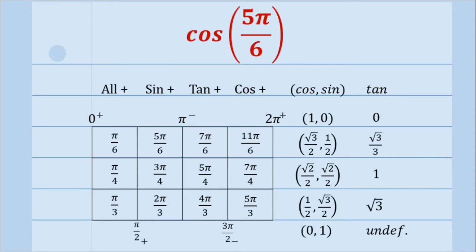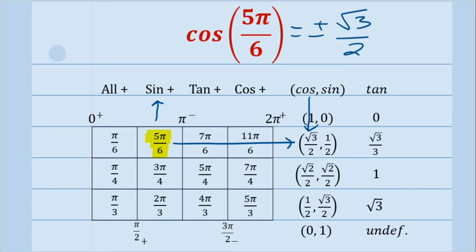For instance, let's say you need to know what cosine 5 pi over 6 would be. Looking at 5 pi over 6, I see that the cosine is either positive or negative root 3 over 2. Now the way I can tell if it's positive or negative is I look at the column 5 pi over 6 was in. It was in the sine positive column, which means that only sine is positive. And if only sine is positive, that means that cosine has to be negative. So our answer for cosine 5 pi over 6 is going to be negative root 3 over 2.